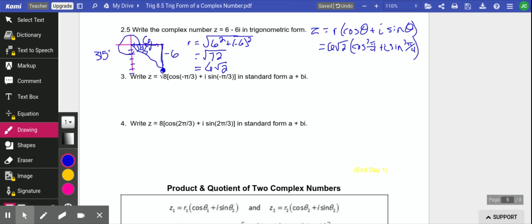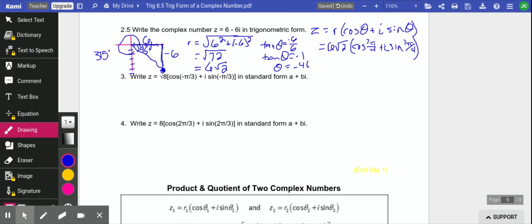If you had wanted to do that using tangent, you would have said that the tangent of theta is negative 6 over 6. Tangent of theta is negative 1. When you put that into your calculator, it is going to tell you that it is negative 45, and then you just have to adjust it to be a positive angle.